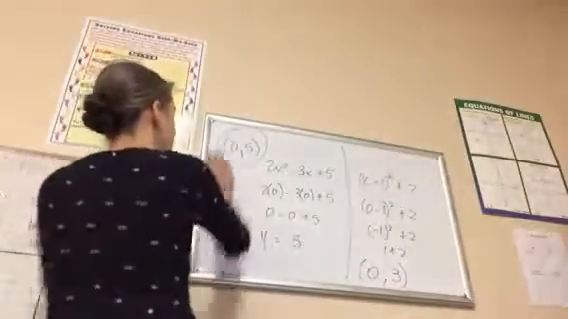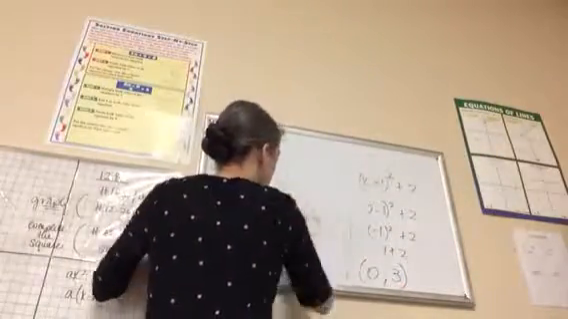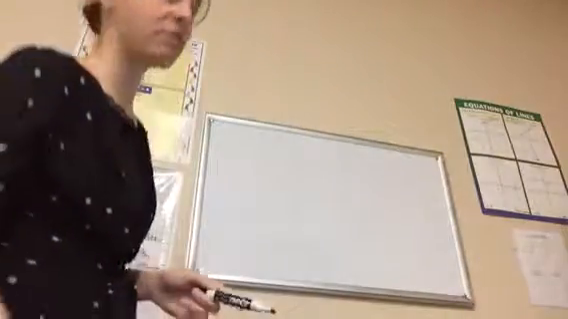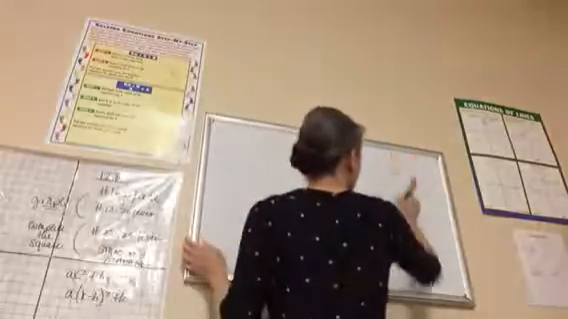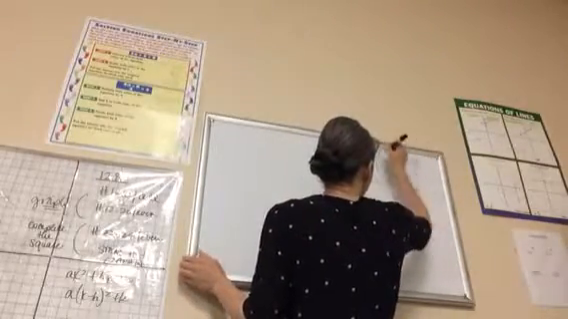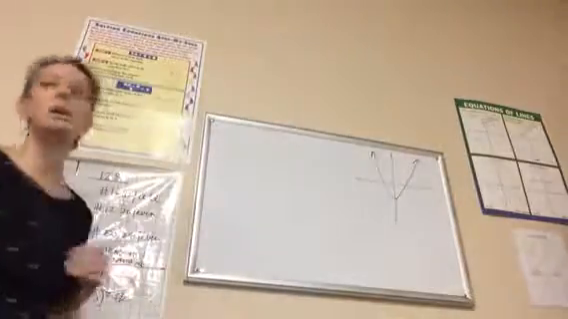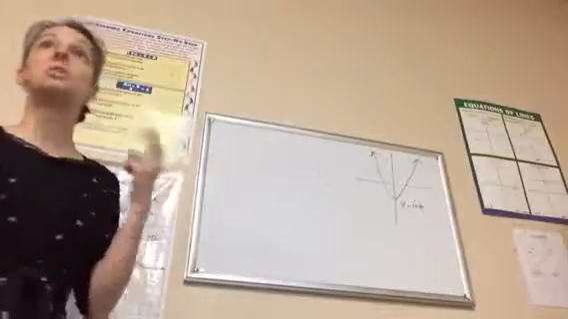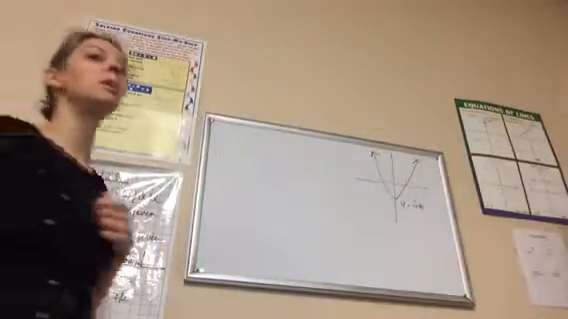So then how do I find the x-intercepts, or the zeros of the function? Now first of all, look at this and tell me, how many y-intercepts do you see? 1. How many x-intercepts or zeros of a function do you see? 2.